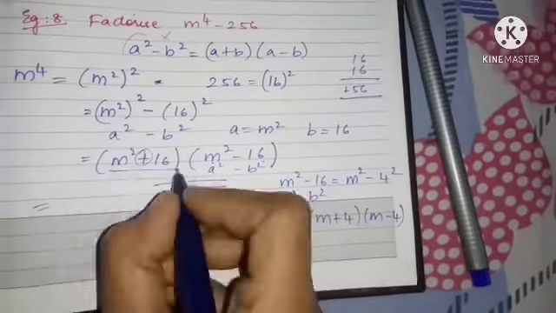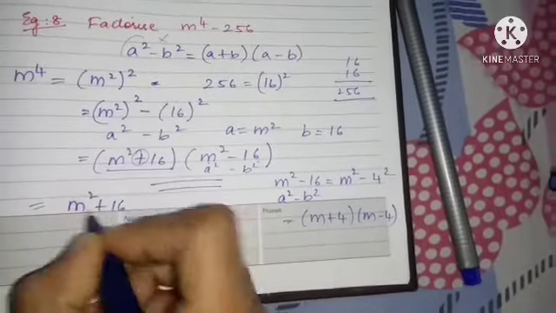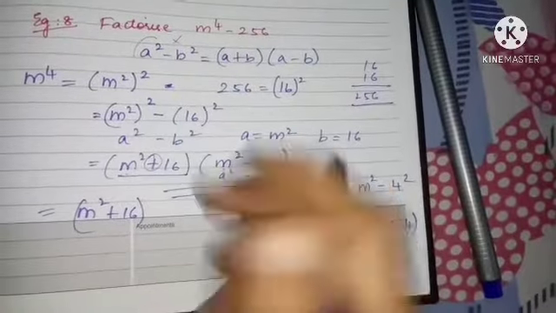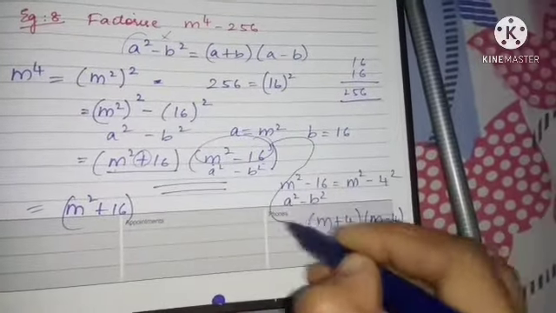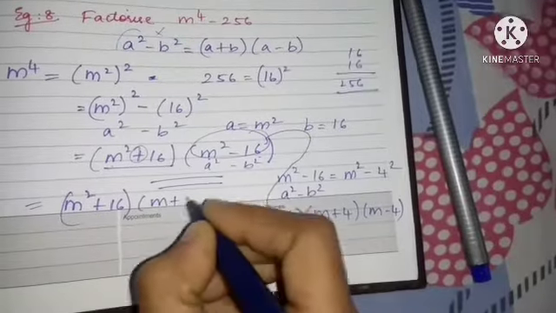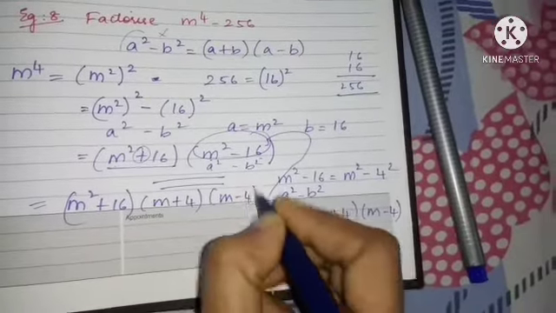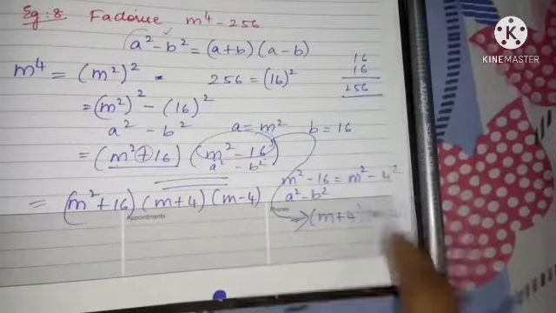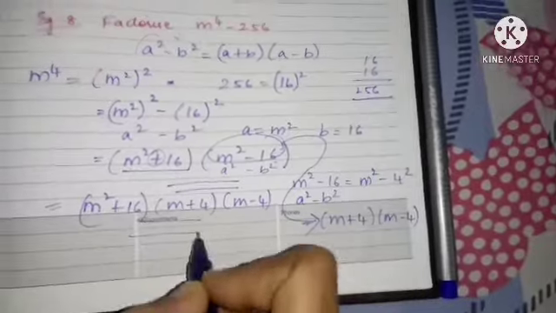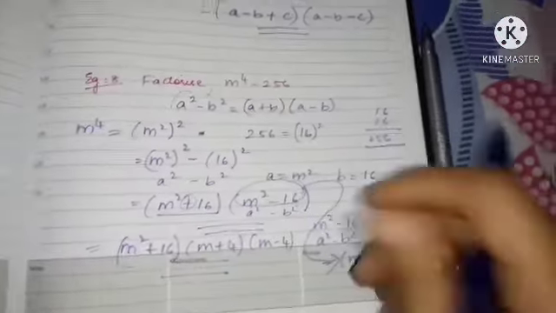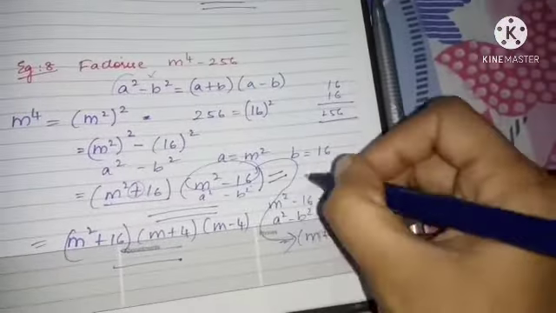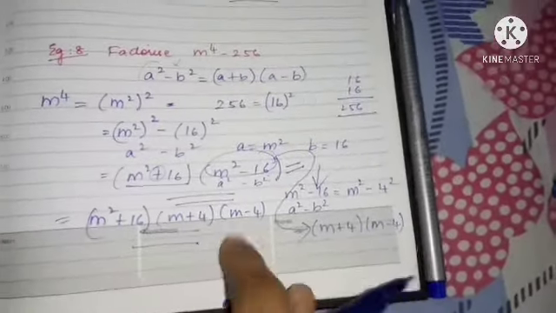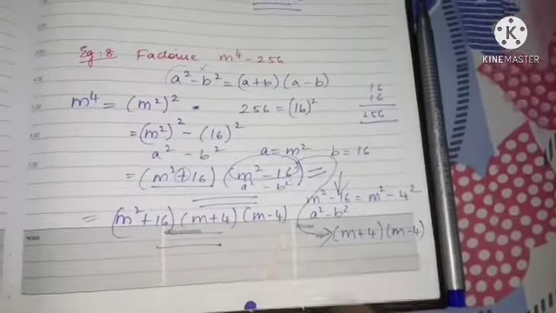Now I am writing m square plus 16 as usual because we can't factorize this one further. Then I have factorized this and found the answer as m plus 4 into m minus 4. Okay, m square minus 16 I have factorized to m plus 4 and m minus 4. So this is my actual factorization. See, you should not stop till this, children. Again you should factorize like this and you should substitute. Only then you will get the accurate answer. Understood?